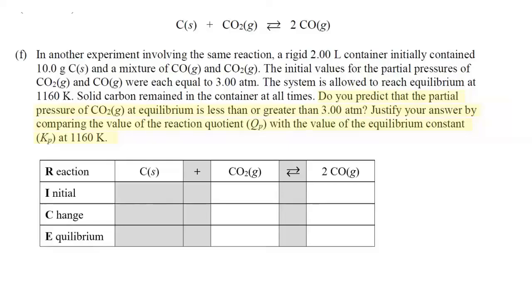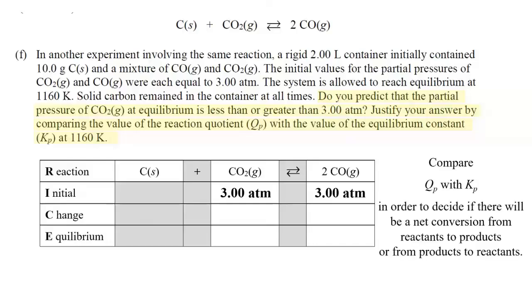All you're really doing is comparing Q versus K, but you will use a rice table in part G, so that's why I'm just showing it here on the slide to get started. Let's fill in the initial amount. In this case, the partial pressure of carbon dioxide is 3.00 atmospheres, and the partial pressure of carbon monoxide is also 3.00 atmospheres. I don't need to worry about any amount for carbon because carbon is not featured in the equilibrium expression. So as long as there is solid carbon present in the container at all times, it is going to participate in the reaction, but we don't need to keep track of it as a concentration or pressure.